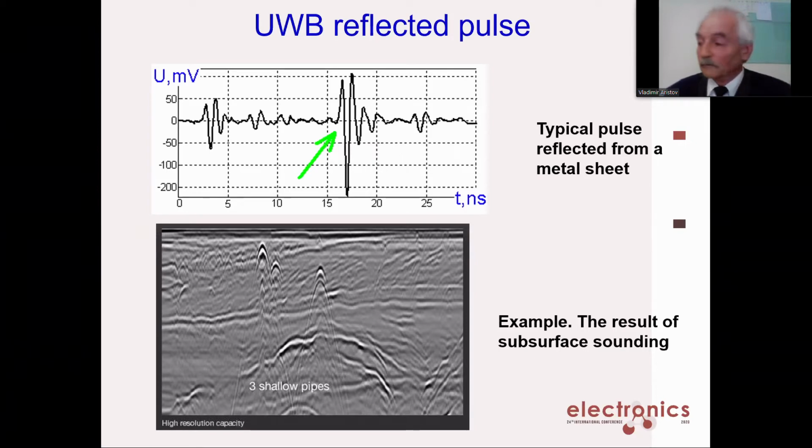This will increase the potential of the radar. There are also pulses resulting from incomplete matching of the transmitter with the antenna. They are noise, distorting the picture of reflection from the target. Incomplete matching causes non-informative interfering lines to appear on a typical radar profile. The slide shows a typical pulse reflected from a metal sheet. The radarogram displays the picture of underground sensing and detection of pipes.